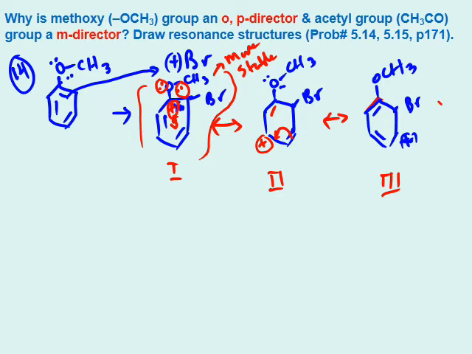Is there any other structure possible? Answer is yes. There is a fourth structure possible. Even though the question is asking for 3, I'm going to show you the fourth one, and that way you'd know what's all the possible ways you can distribute positive charge.